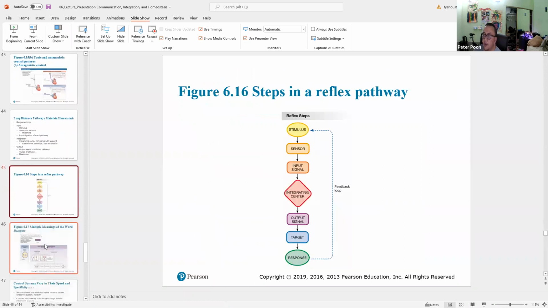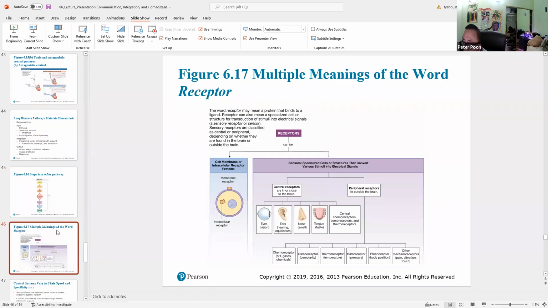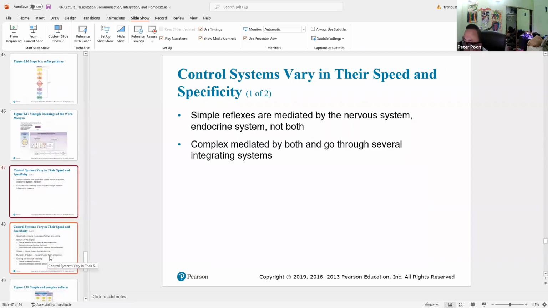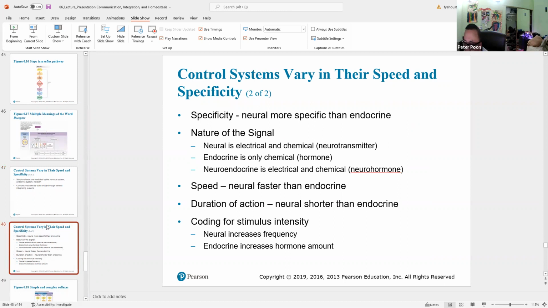So move forward. In a reflex pathway, the response will always feed back on the stimulus. Simple reflexes are mediated by the nervous system or the endocrine system. Complex ones are mediated by both.